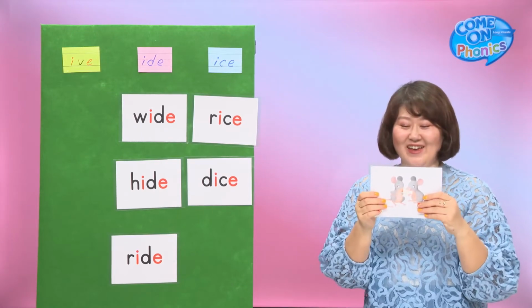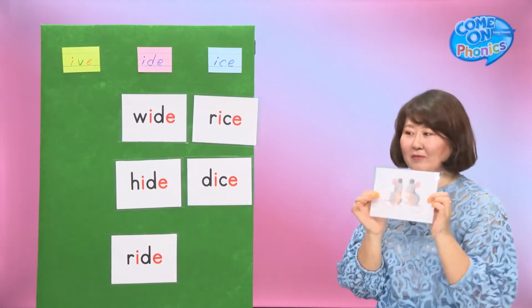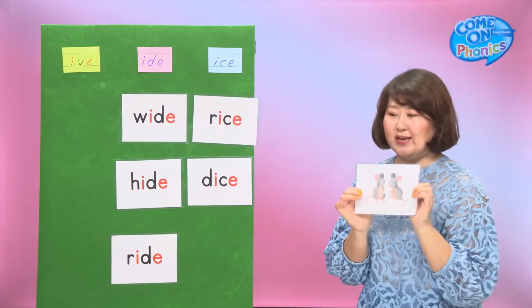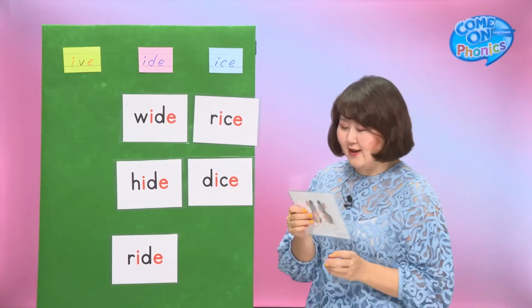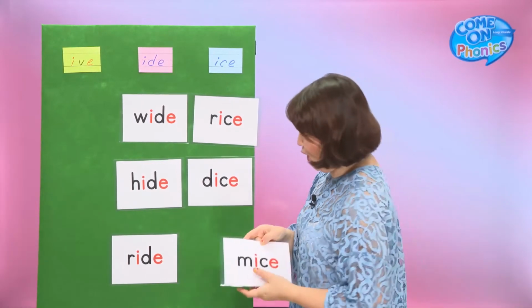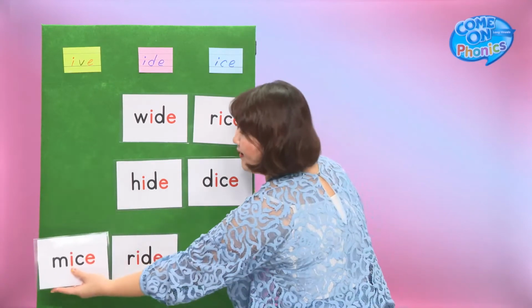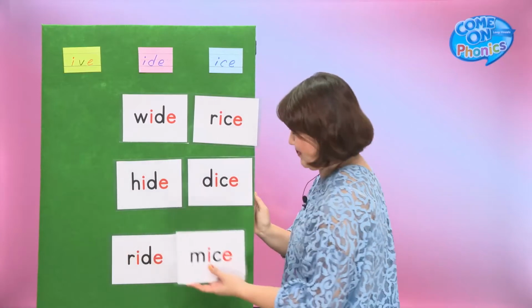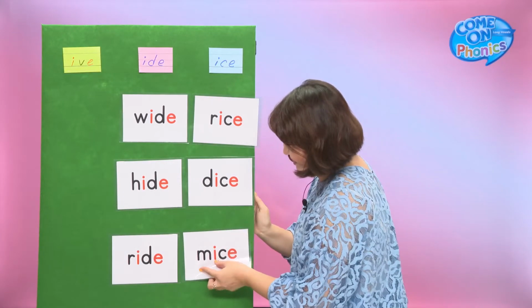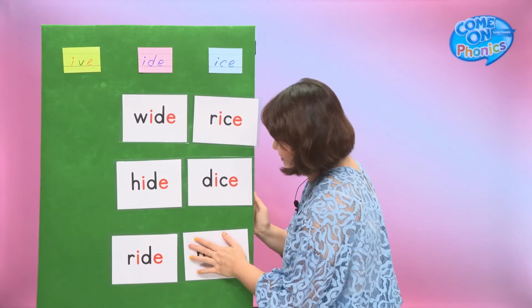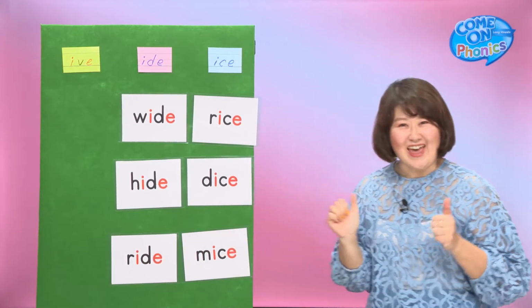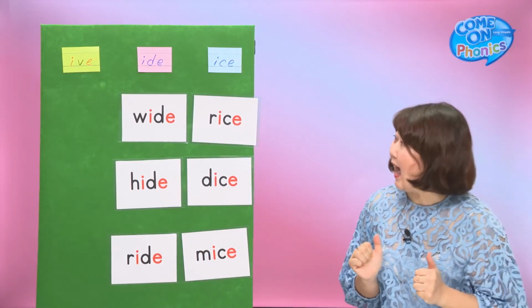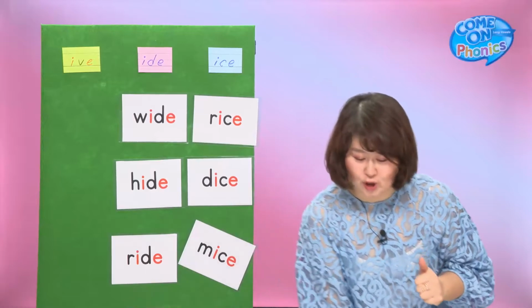Now, mice, right? Who has the card of mice? Let me see. Come up from the board and let's place this all together. Here? Not really, right? So, great job, everyone. Excellent. And we have three more to go.